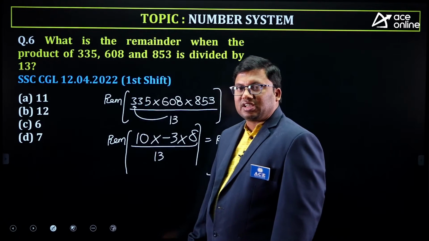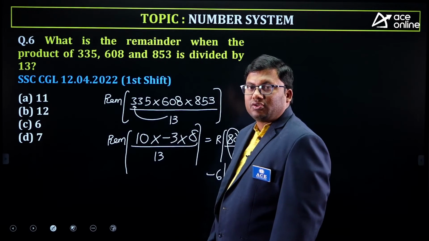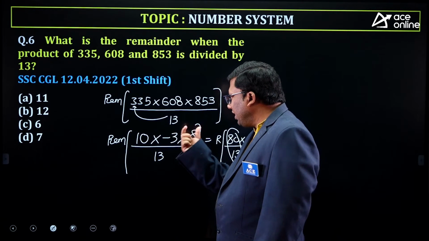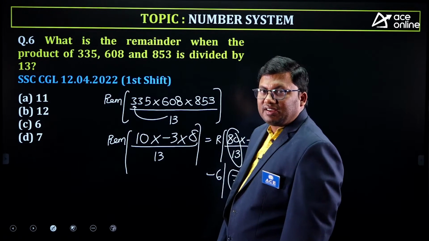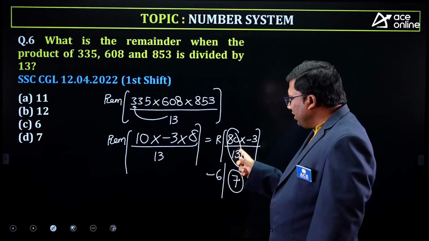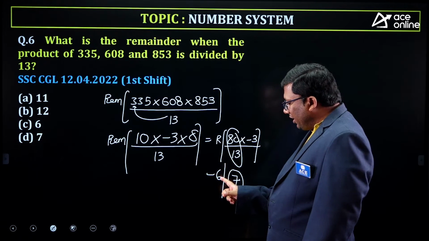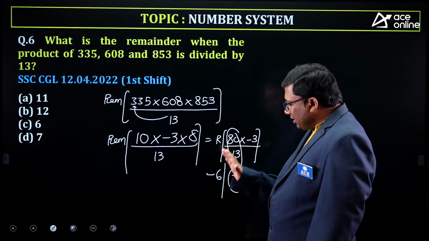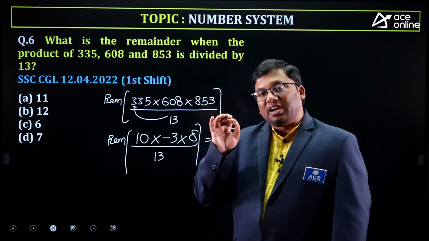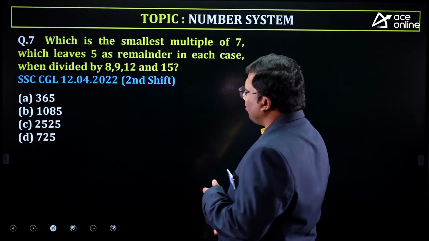Once again: 13 2s are 26, 75. 13 5s are 65, 10. 13 4s are 52, 88. 13 7s are 91, minus 3. 13 6s are 78, 73. 13 5s are 65, 8. 10 8s are 80, and 80 gives remainder 2. 2 into minus 3 is minus 6. The negative remainder is minus 6, so the positive remainder will be 13 minus 6, which is plus 7. The answer for this question is plus 7. Simply use negative or positive remainders and you will get the answer. Question 6, I hope it is clear.